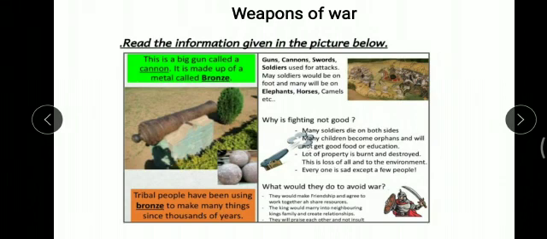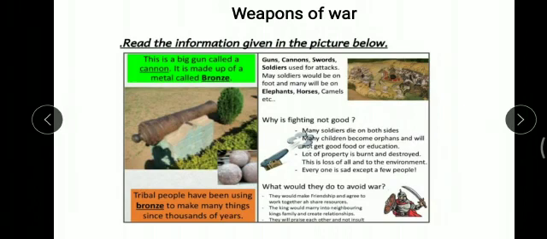In those times, guns, cannons, swords were used. Soldiers would be on foot and many of them would be on elephants, horses and camels. Do you think fighting is good? No, it was not. Do you know why? Because many soldiers died on both the sides. Many children became orphans and did not get good food and education. There was a lot of damage to life and property and environment. Everyone was sad except a few people.